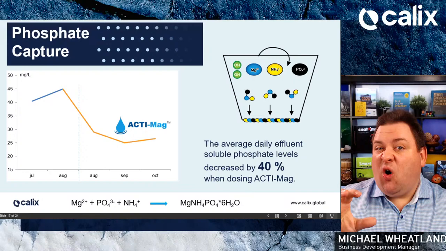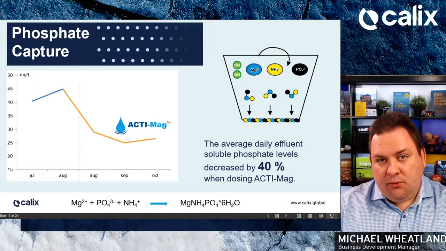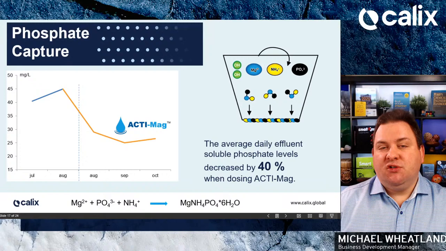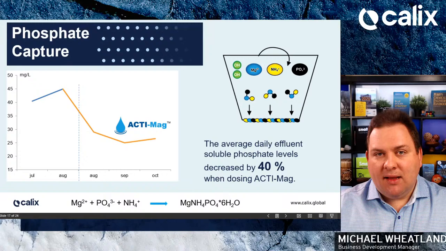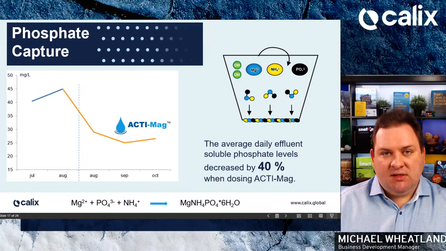That happens actually within the crystal structure of the ACTI-Mag, and that is then captured within the sludge stream. So it doesn't enter the liquid stream where the phosphorus can deposit on pipes. It's captured, so that way it reduces your maintenance costs. You don't need to do as many pipe cleans and that type of thing. But also it means that the phosphate is captured inside the sludge, so that when you compost that sludge, plants are able to access that phosphate, which is an essential part of life.